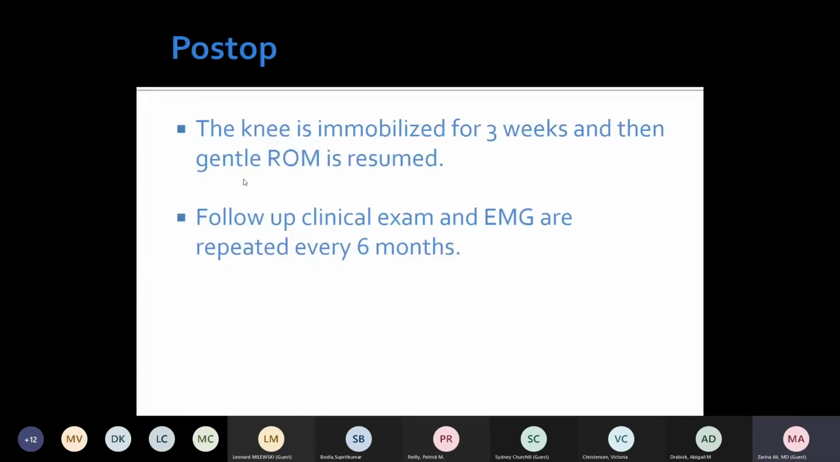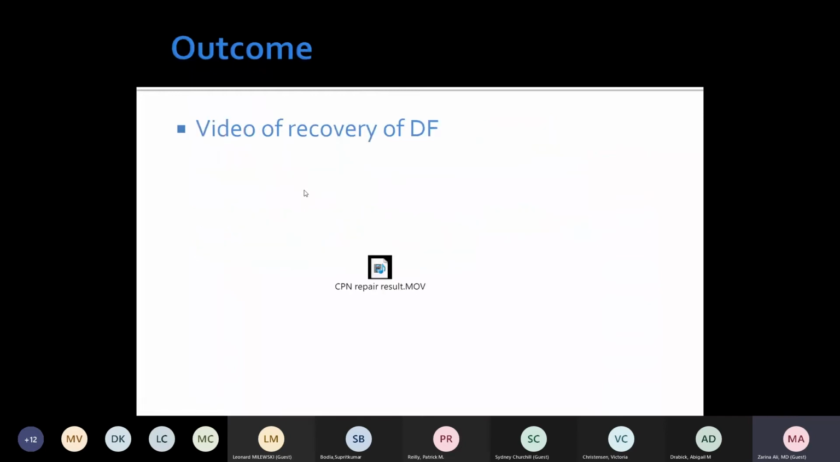So again, as I mentioned before, these patients are immobilized relatively for 3 weeks to allow for that microsurgical repair to heal. And then ultimately we allow for a gentle range of motion. And actually, this is where I would highlight that the therapy post-op is really critical in order to promote that regeneration. And we follow these patients serially every couple of months.